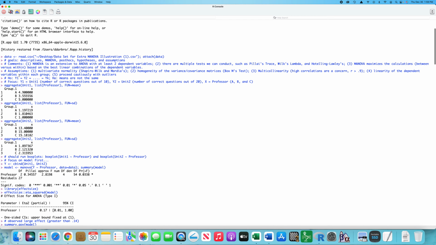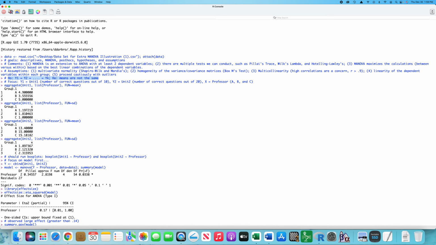So the null hypothesis in this problem would be that the mean for Unit 1 is the same as the mean for Unit 2, and the alternative is that the means would be different. Now again, the focus is what I just told you. So the first thing I want to look at is the means.